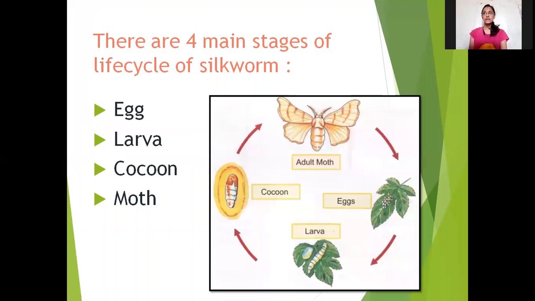So, there are four main stages of life cycle of silkworm. First one is egg, second one is larva, third one is cocoon, and fourth one is moth. As in the figure, you can see egg stage, larva stage, cocoon stage, and adult moth stage. In this session, we are going to see each stage in detail.